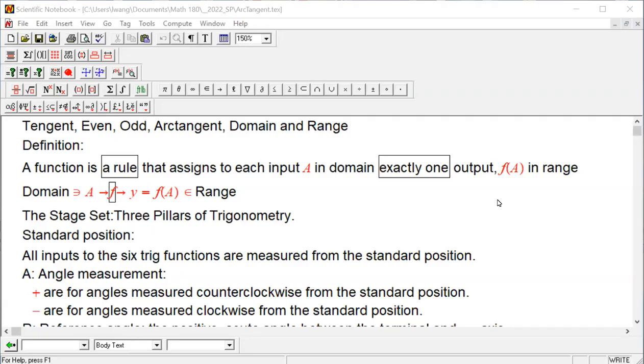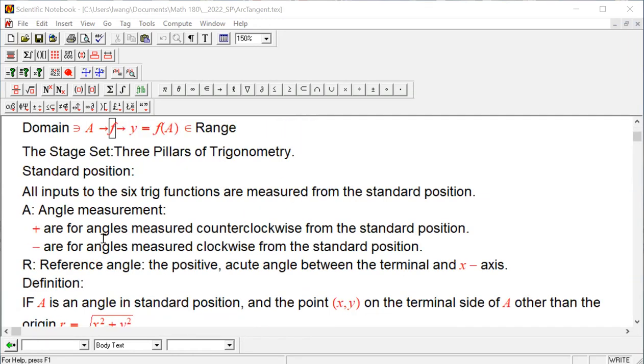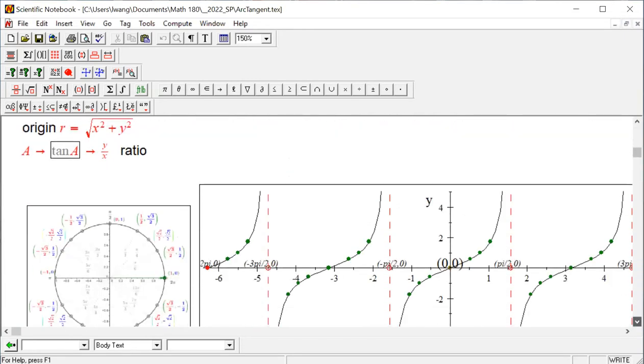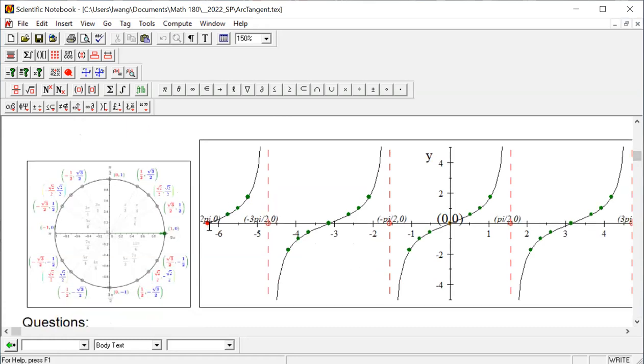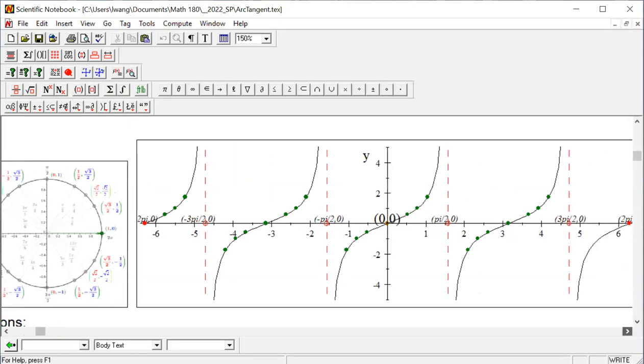Hi, in this lesson, we're going to continue to talk about tangent, and then we'll be introducing arctangent. We have already discussed that tangent has a domain, a range, all these issues, right? As one of the 6 trig functions, we have graphed the tangent curve from -2 pi to 2 pi in that interval.